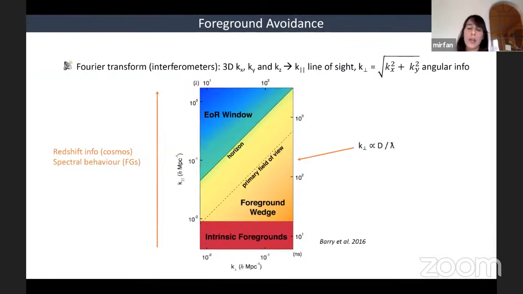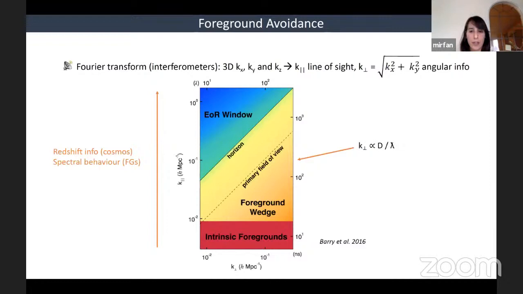Okay, so the last bit on foreground avoidance is a cool thing you can do if you're taking the Fourier transform of your data, which an interferometer will do. We were talking about how the intensity mapping signal is a 3D one. I'm using wave numbers now because I'm in Fourier space, so instead of X, Y, and Z, you have kx, ky, kz. They're generally grouped together into k parallel, your line of sight modes, which represent your redshift information if it's cosmology, or your spectral behavior if it's foregrounds, and then you get your angular information.